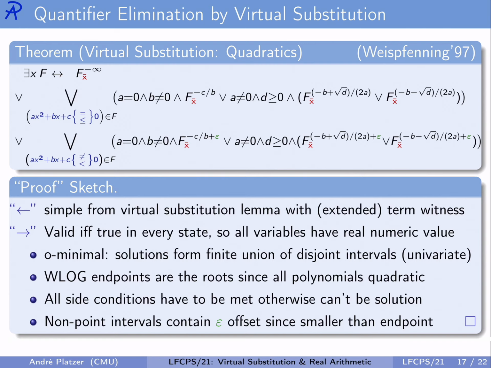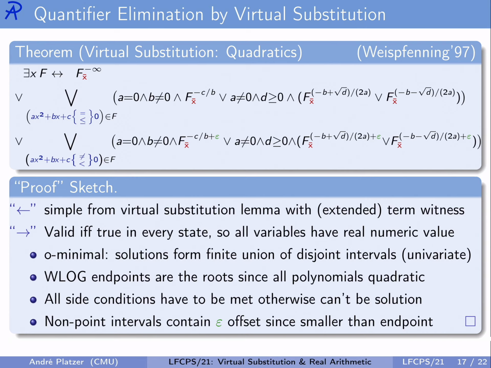And now, by a property called o-minimality, the solutions of these polynomial conditions form a finite union of disjoint intervals, because now we have a univariate polynomial, remember? We only have one variable and one polynomial, and one variable only has finitely many roots. Well, f could mention multiple of them, but even finitely many polynomials in one variable only have finitely many roots.